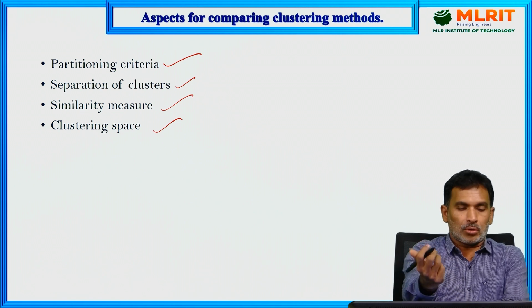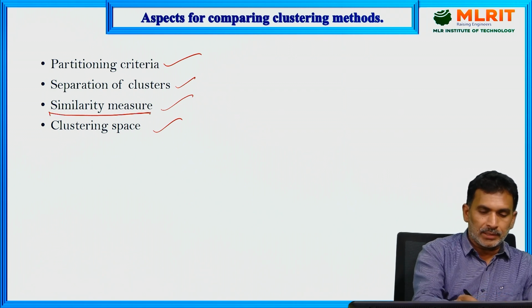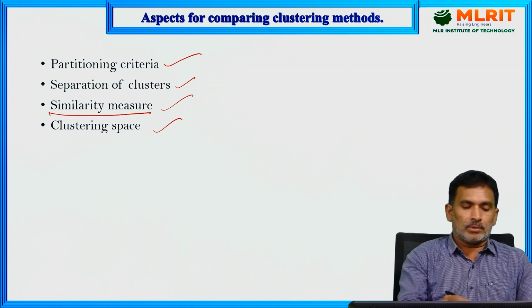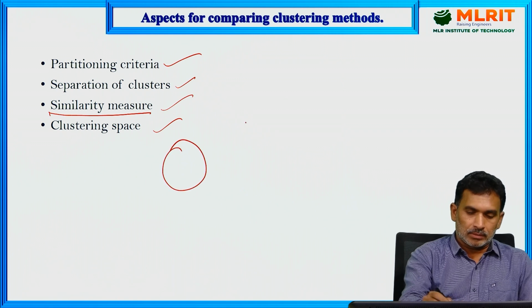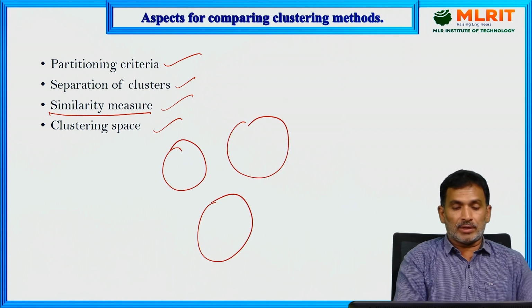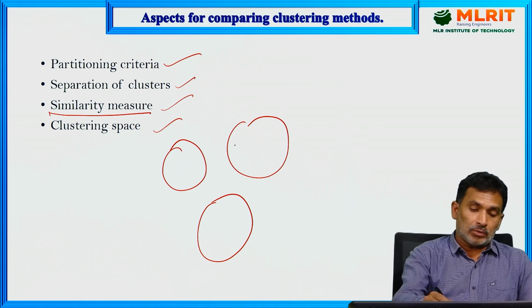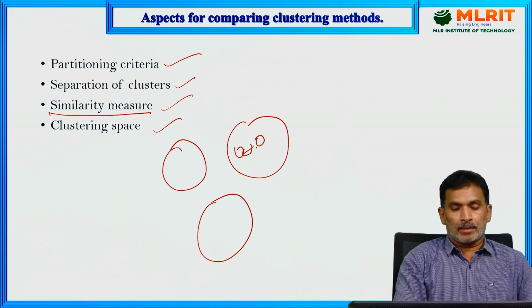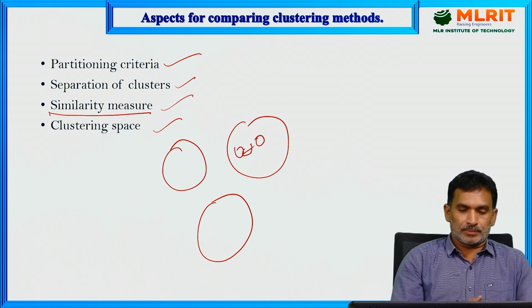And a more important thing is the similarity measure. As we are grouping the objects or tuples into different clusters, how are you going to identify the similarity between the objects? Which similarity measures are you going to use? That is another important aspect.